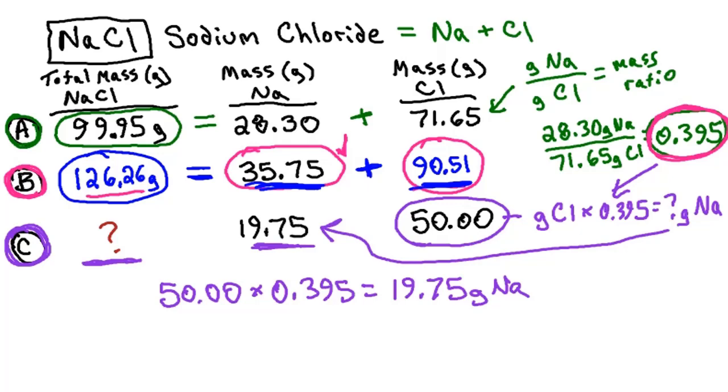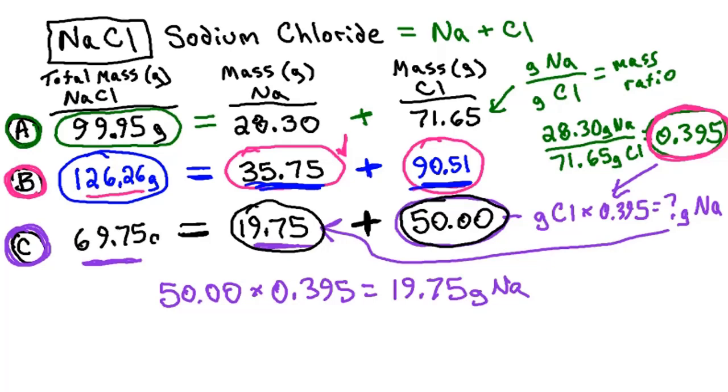So that's going to tell us how many grams of sodium we have, 19.75. And if we take this 19.75 grams of sodium plus the 50.00 grams of chlorine, and we add them together, that is going to give us our total mass for sodium chloride, which is 69.75 grams. So I hope that gave you enough practice and that made sense for you.